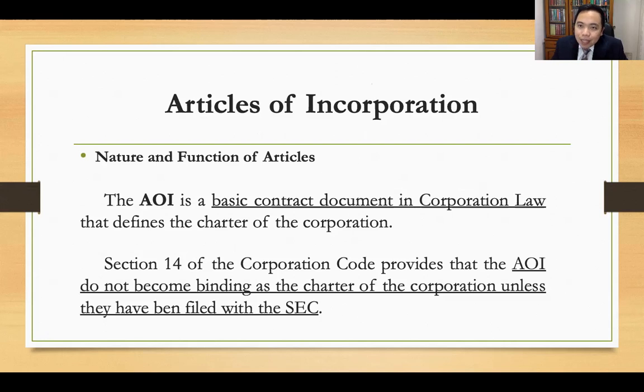Now, class, if the Philippine government has a constitution, now we have the 1987 constitution, a corporation also has its own constitution in the form of the articles of incorporation. The articles of incorporation is the basic document in corporation law that defines the charter. When you say charter, class, it is like a constitution. It provides for the basic powers of the corporation, what is the primary purpose of the corporation, etc. It's the fundamental contract in the corporation code.